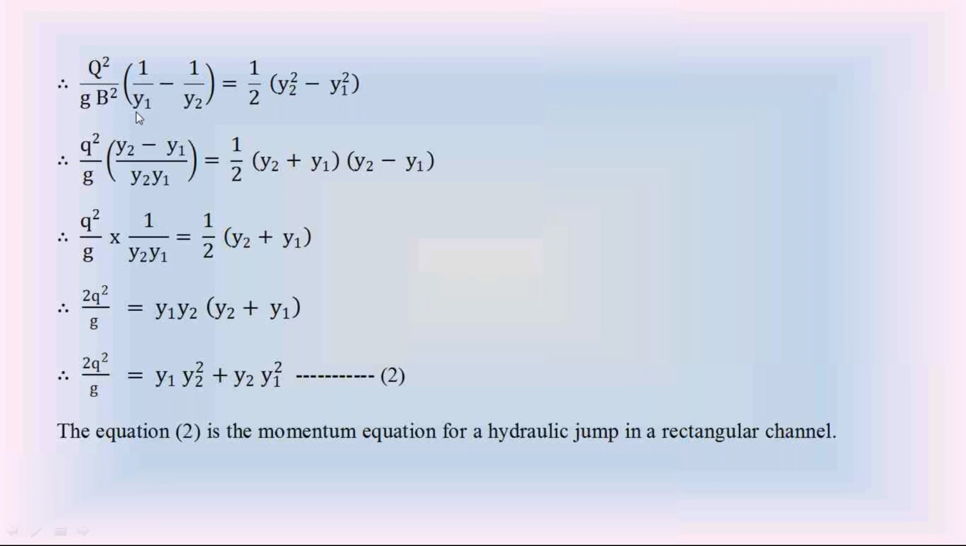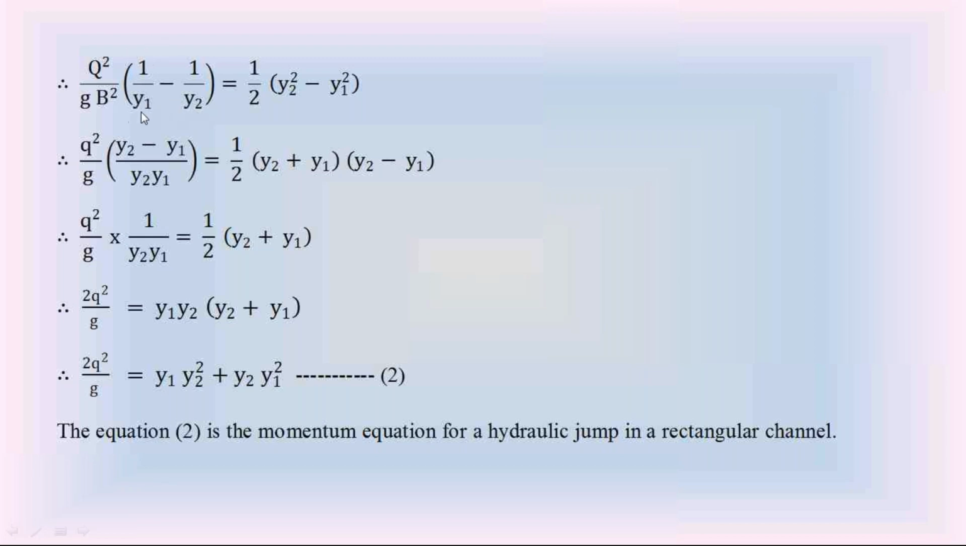And on the left side, take this y1 by 2 as LCM. On the left hand side, we know that capital Q by B is small q. Capital Q is the total discharge, B is the total width. Capital Q by B is the discharge per unit width, small q. So q square by b square is small q square divided by z into, taking y1 by 2 as LCM, this term becomes y2 minus y1 by y1 by 2.